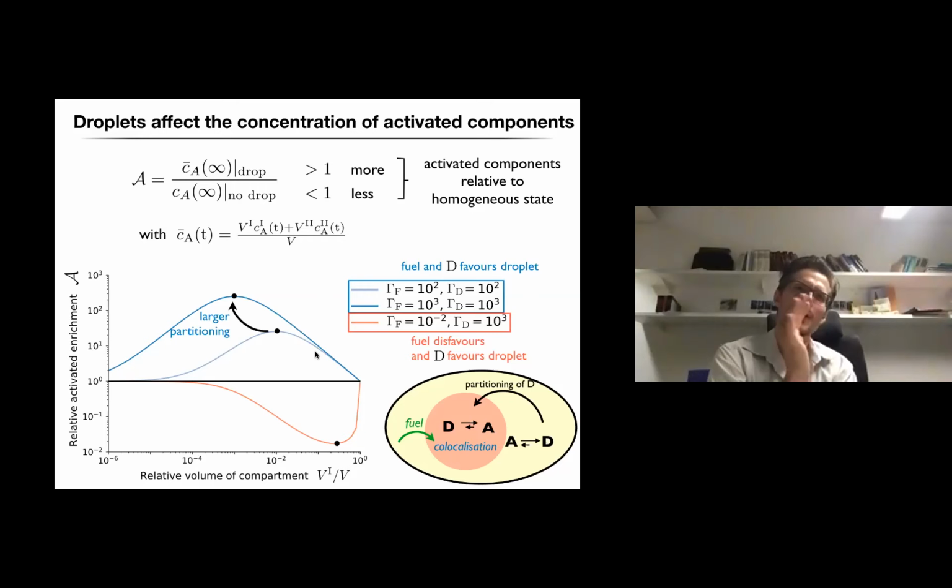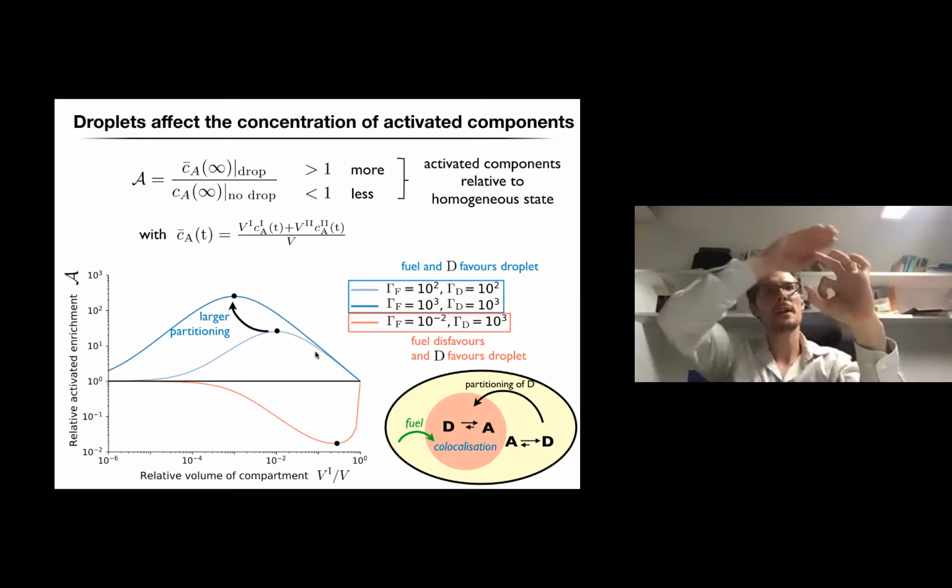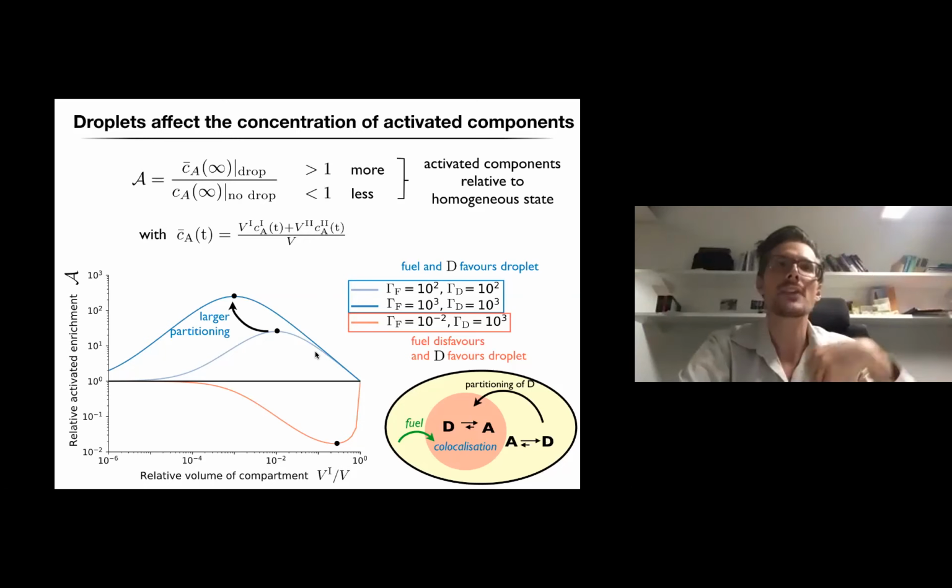But it's not that simple, and I'll tell you why. Because then you would prefer to have a very tiny compartment. And why is this? Because if you want to just increase both inside the compartment, the fuel level and the level of deactivated components, you would prefer a super tiny compartment. Why is this? Because then in the remaining system, the concentration is the average concentration, and inside it's exactly enriched by the partitioning times the average concentration.